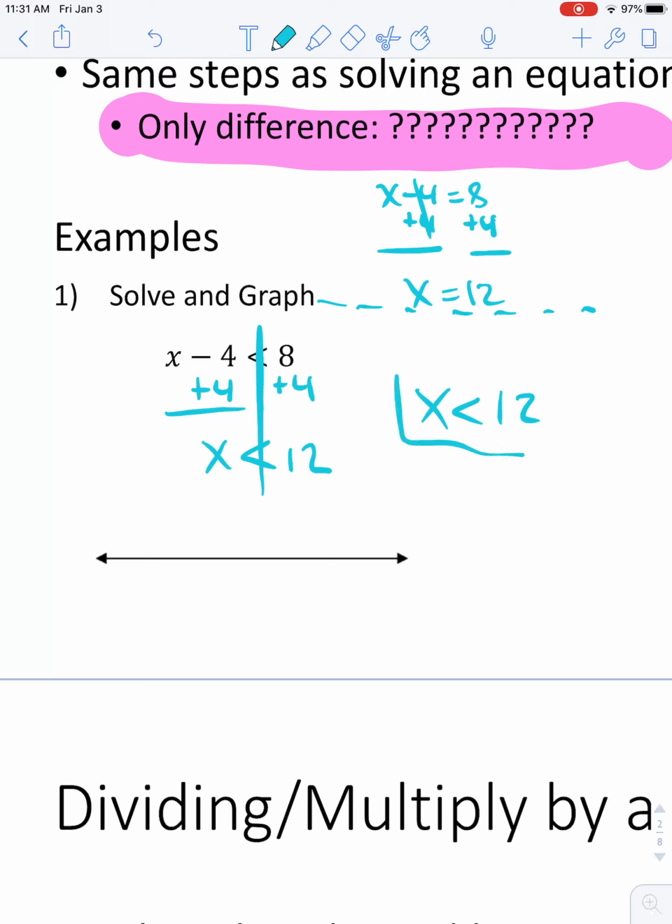Now, with inequalities, we don't just like to write out an answer. We like to show it on a graph, because there's actually lots of answers. Anything less than 12 works. So 11, 10, 9, 8, 1.3, anything that's less than 12. So that less than symbol is going to lead us to an open dot, and the arrow's pointing to the left, so we're going to shade to the left. And there's our answer. Simple as that.